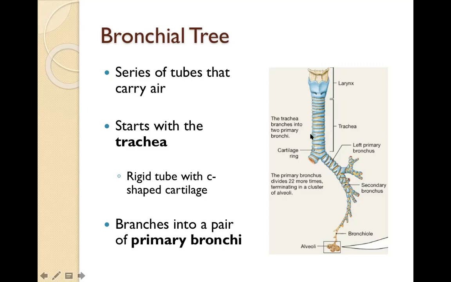At the end of the trachea, there is something called the carina. This is the carina, where the trachea splits into what they refer to as a pair of primary bronchi. One of those primary bronchi goes to the right lung, and one goes to the left lung.